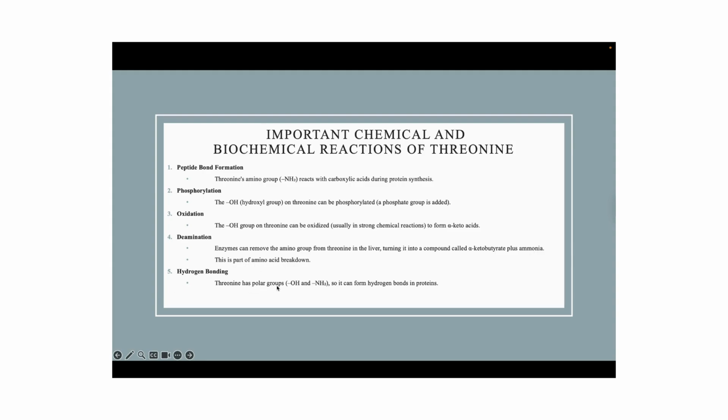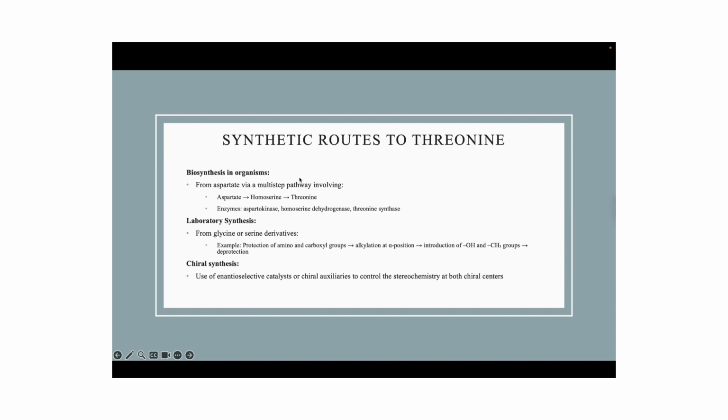Hydrogen bonding: threonine has polar groups, alcohol and amine, so it can form hydrogen bonds in proteins. Synthetic routes: threonine biosynthesis in organisms is from aspartate via a multi-step pathway involving aspartate, homoserine, threonine, with enzymes aspartokinase, homoserine dehydrogenase, and threonine synthase. Laboratory synthesis is from glycine or serine derivatives. For example, protection of the amino and carboxyl group, alkylation at the alpha position, introduction of the alcohol and amine groups, and deprotection. Chiral synthesis uses an enantioselective catalyst or chiral auxiliaries to control the stereochemistry at both chiral centers.